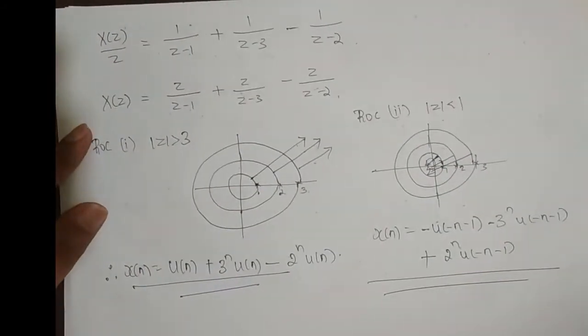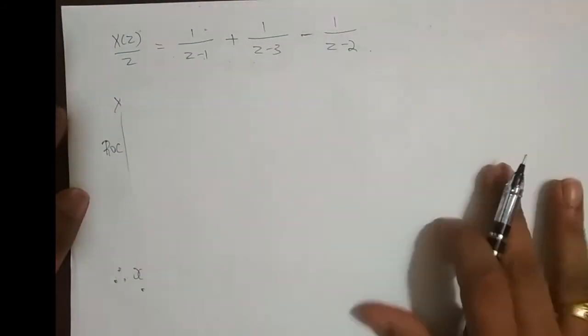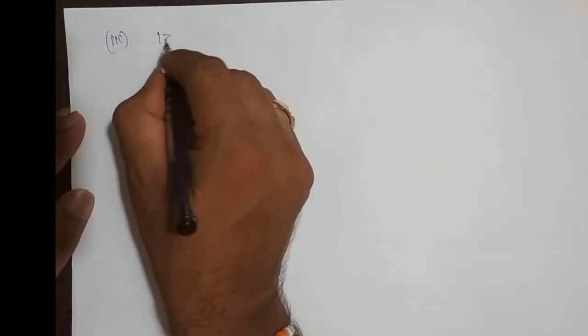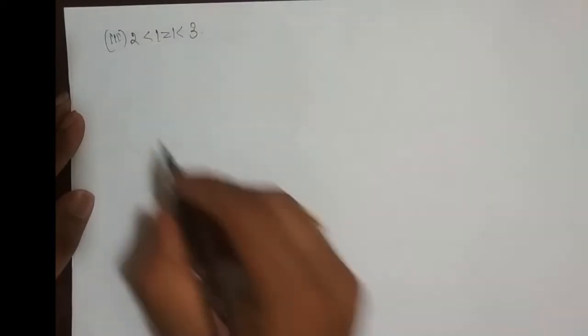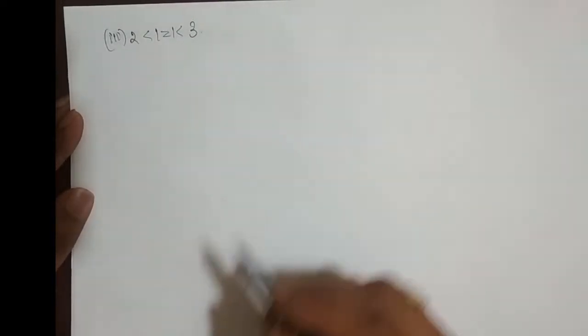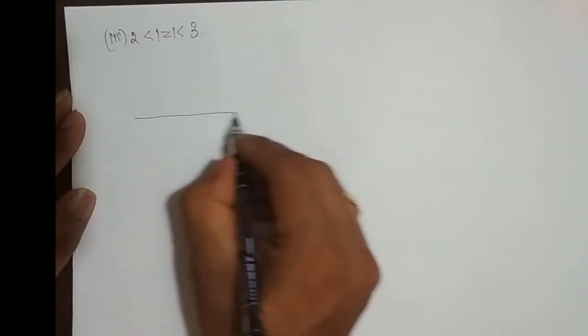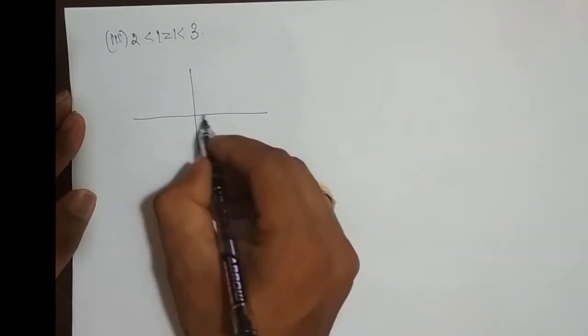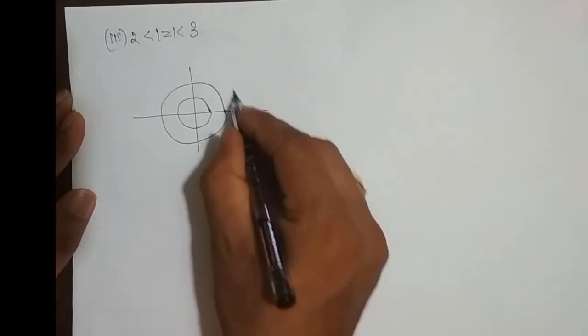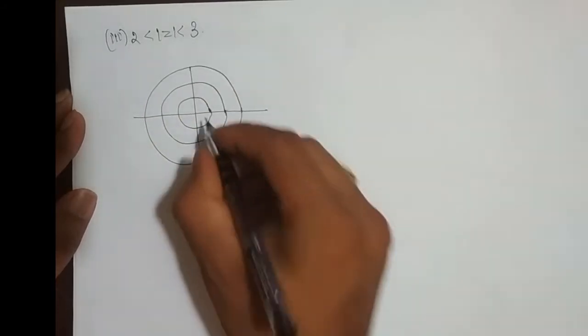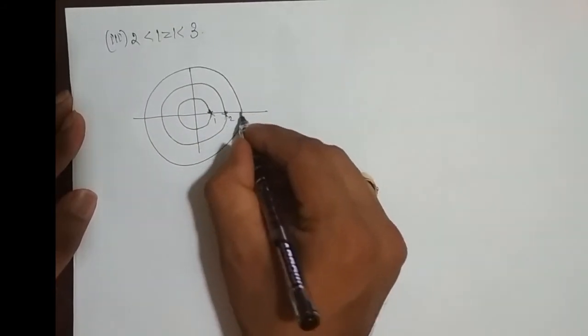Fine. Okay, now the third case. What is the third case of ROC? The third case of ROC is magnitude of z in between 2 and 3, right? So we have to decide which is right sided and which is left sided sequence now. Before that, we'll plot the ROC. This is pole 1, pole 2, and pole 3.